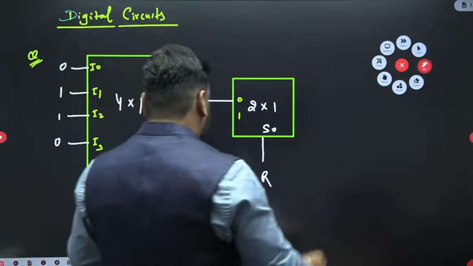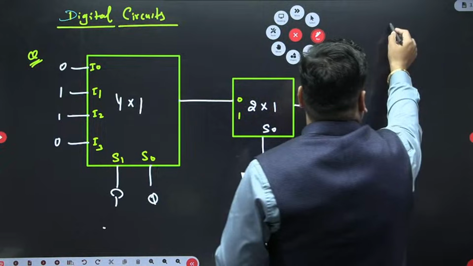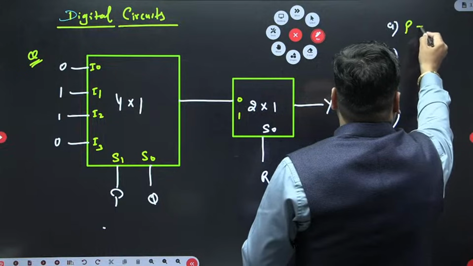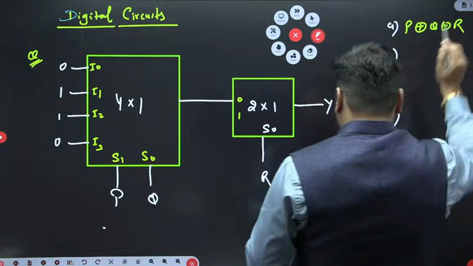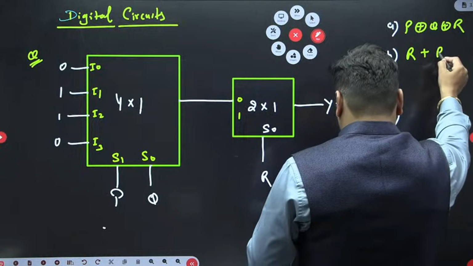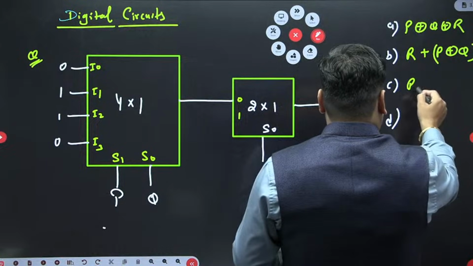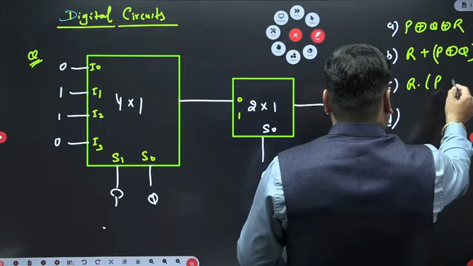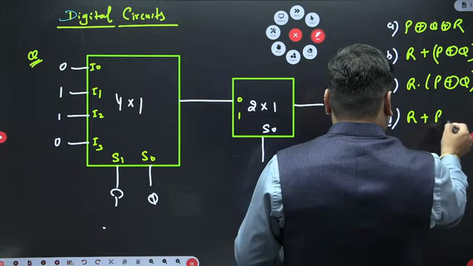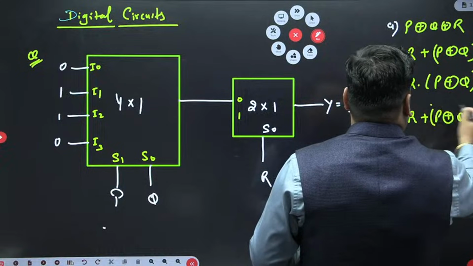The examiner is asking for the output, say Y, as an expression. Options are also given to us: option A, B, C, D. I am writing all the options here. Option A is P XOR Q XOR R. Option B is R plus P XOR Q. The next is R dot P XOR Q. And the last option is R plus P XOR Q, the whole complemented.